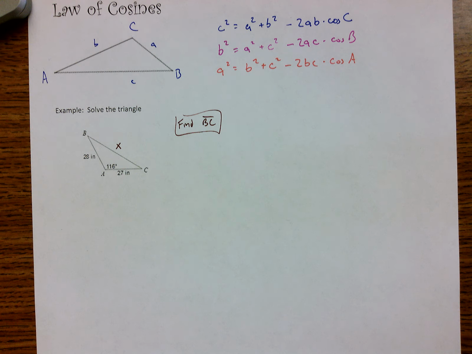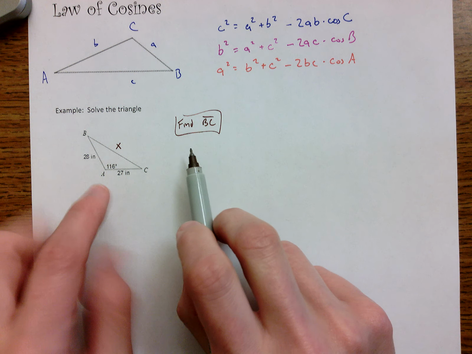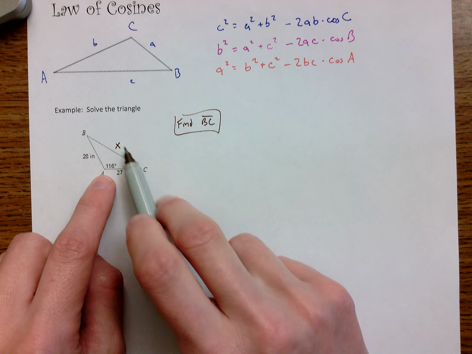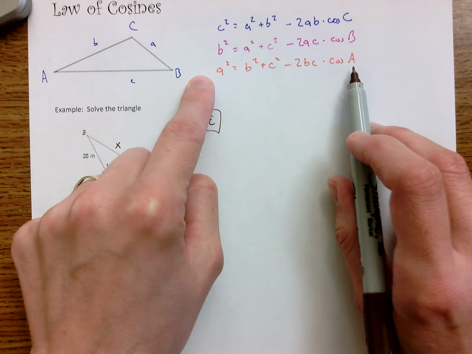Okay, and actually using the law of cosines to find a side is really easy. So we're just going to plug this information in. I want to find x, and I know the angle. So these guys are going to have to be my outside edges.